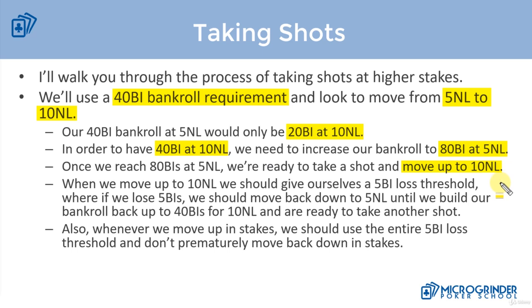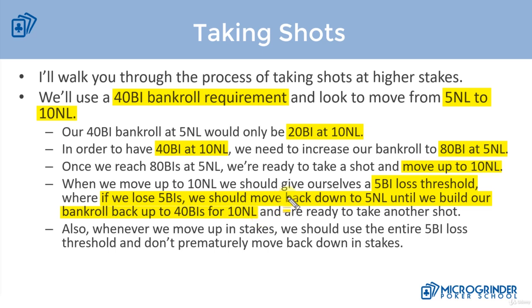So what do we do? Well, when we move up to 10-L, when we have those 40 buy-ins at 10-L, we should give ourselves a 5 buy-in loss threshold. In other words, a 5 buy-in shot. So start playing 10-L, and we want to give ourselves the threshold of potentially losing 5 buy-ins. And if we lose those 5 buy-ins, then we need to move back down to 5-L until we build up our bankroll again to these 40 buy-ins at 10-L. And then we're ready to take another shot.